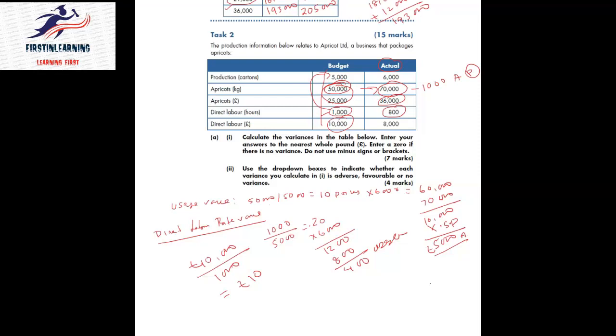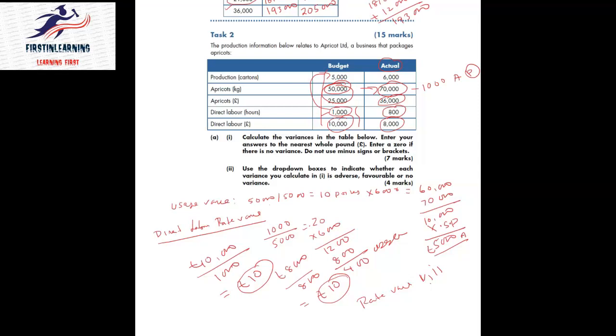On the other hand, we can see we used 800 labor hours and paid a total of 8,000 pound. So 8,000 pound for 800 labor hours, that is 10 pound per hour. The standard is 10 and the actual is 10, so we can say the rate variance is nil, because whatever was planned, 10 pound per hour, we exactly paid 10 pound per hour, so we don't have any variance for that.